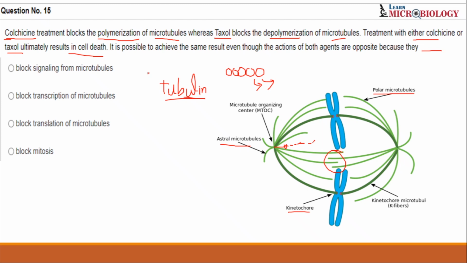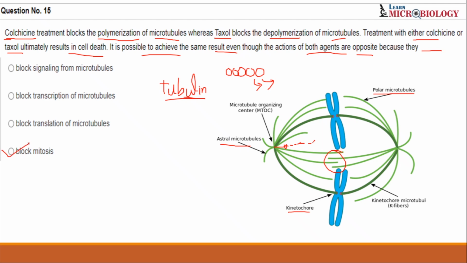Simple enough. Moving ahead, it is also said that it is possible to achieve the same results even though the actions of both agents are opposite. It means colchicine blocks polymerization and Taxol blocks depolymerization, yet cell death occurs. What does this mean? First option, they block signaling from microtubules, they block transcription of microtubules, they block translation of microtubules, or they block mitosis. What will be the answer? Can you guess the answer? Very simple, it blocks mitosis.